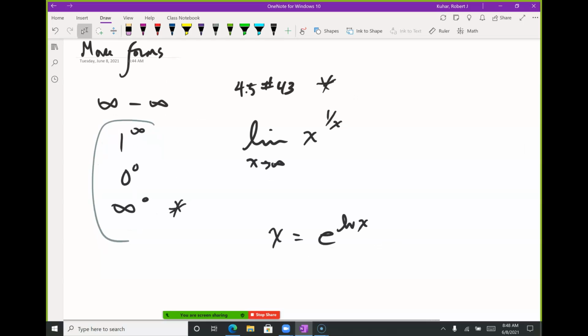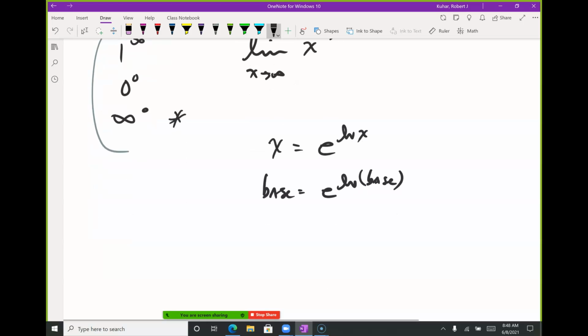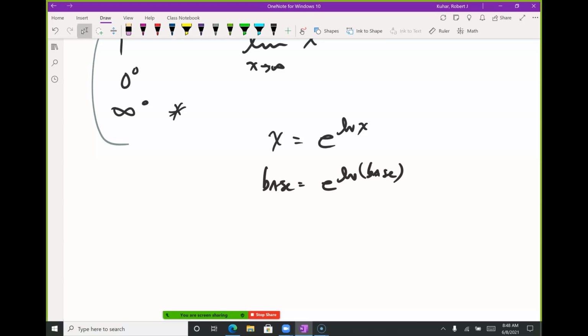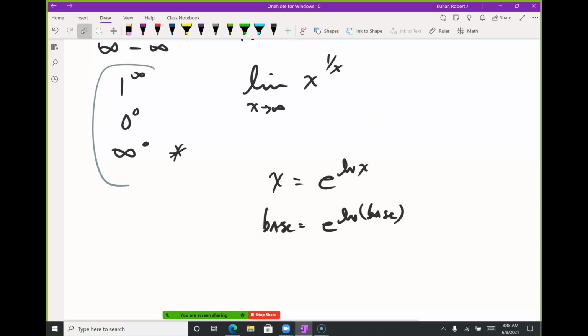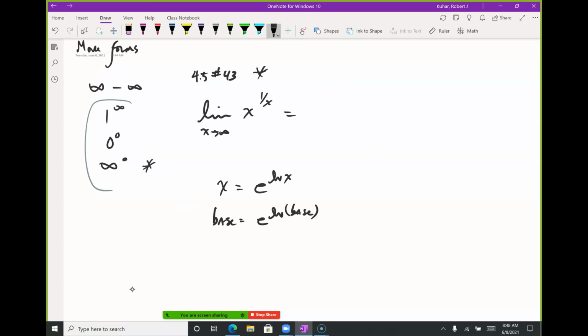So it's always going to be the base is e to the ln of the base. It's all about the base. So I'm going to do this trick every time when I see one of these three forms: the 1 to infinity, the 0 to the 0, the infinity to the 0. So looking at our limit now, we have the limit as x goes to infinity of e to the ln of x to the 1 over x.